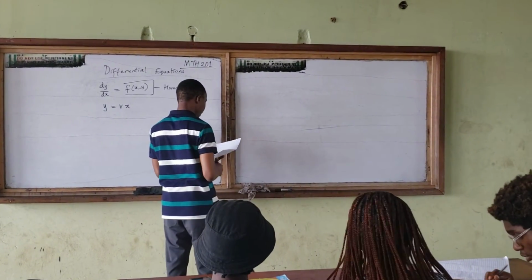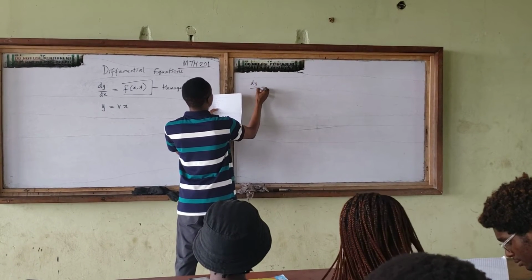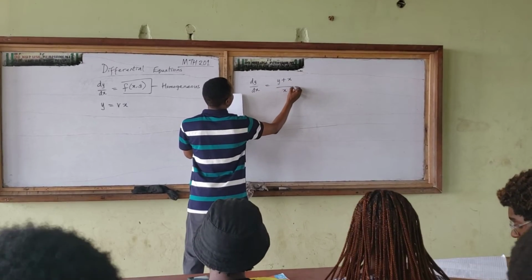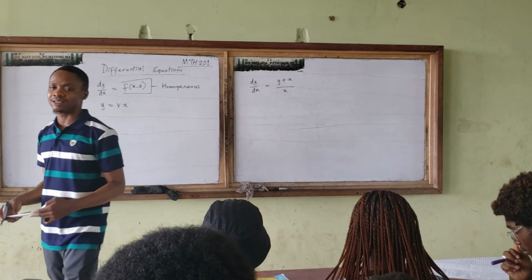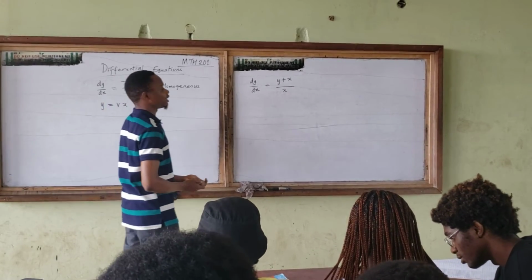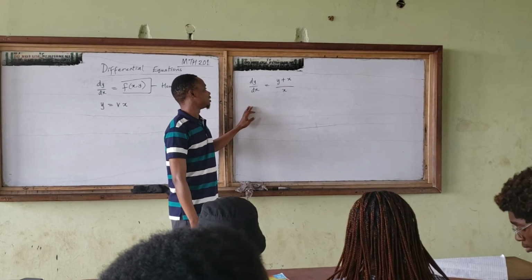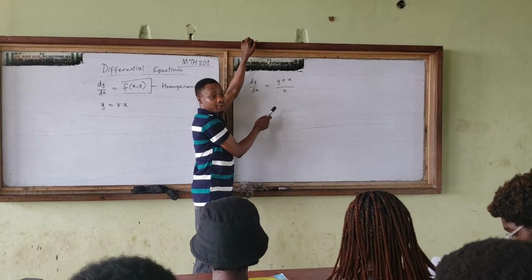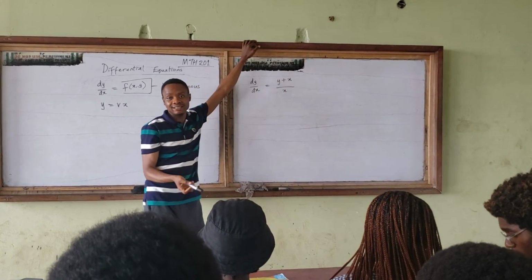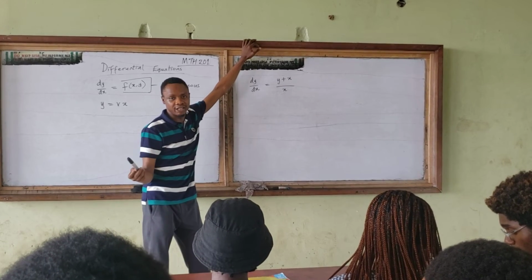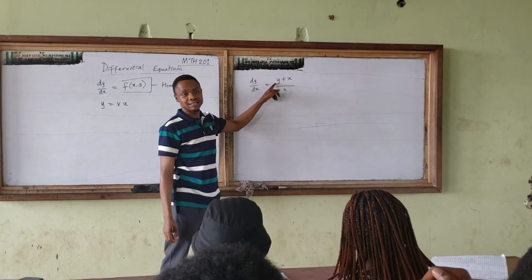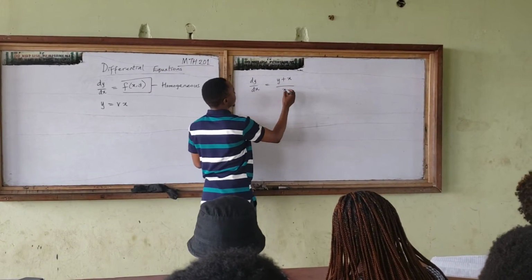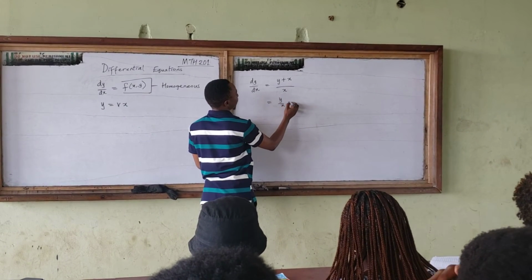So we have dy/dx equal to (y plus x) over x. Please pay attention now. We know that this is homogeneous, so we can divide through by x, the highest power term you have in the expression. The highest power you have in the expression is 1. Do you understand what I just said? So if I divide through by x, this is going to give me something like y over x plus 1.